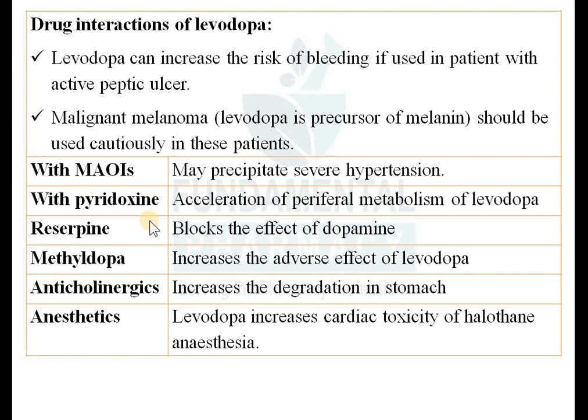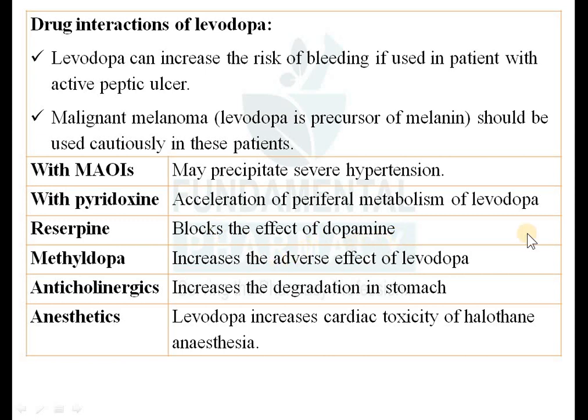Then again pyridoxine, pyridoxine का बोला है मैंने आपको, pyridoxine will accelerate the metabolism of levodopa, peripheral metabolism. Okay. Then again reserpine, reserpine is nothing but the Rauwolfia alkaloid. We have seen in the previous chapter that reserpine is an antipsychotic. It will act as an antipsychotic by depleting the catecholamines. जो भी आपका catecholamines है वो उसको deplete करेगा, ठीक है। तो catecholamines में dopamine भी आता है, याद रखो. So dopamine को क्या करेगा, deplete करेगा, means it will block the effect of dopamine, right?